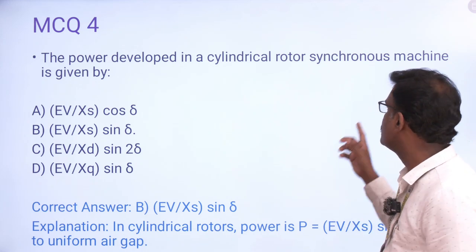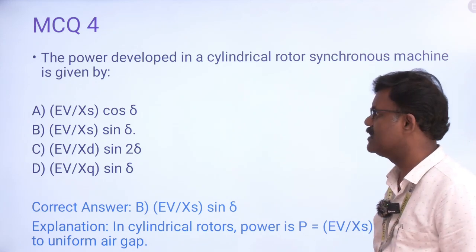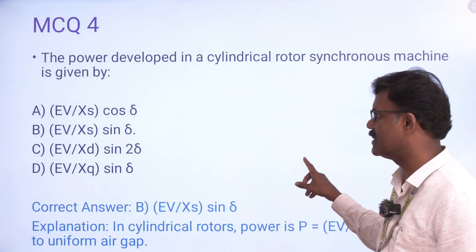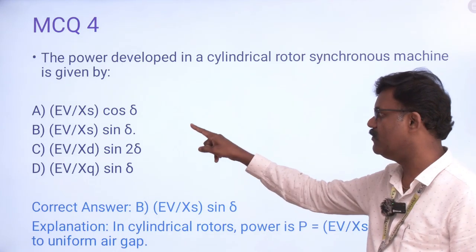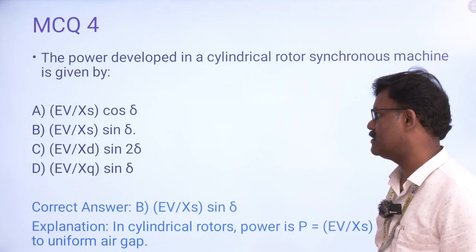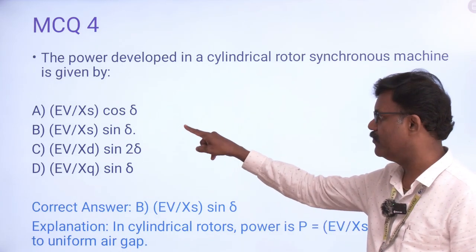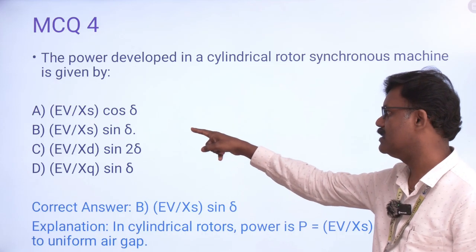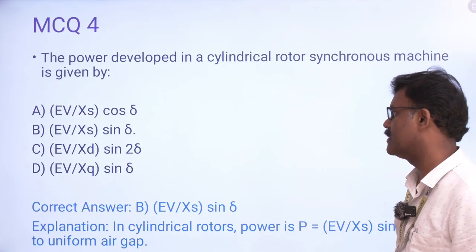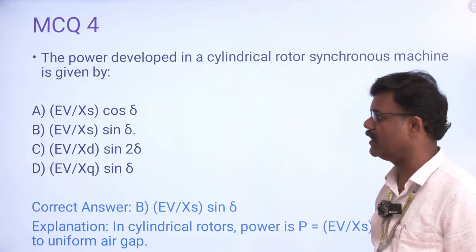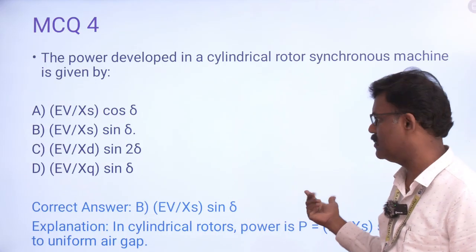The power developed in a cylindrical rotor synchronous machine is given by, we have already discussed, the answer is EV divided by Xs into sin delta. E is the EMF, V is the terminal voltage, Xs is the synchronous reactance, and delta is the load angle or torque angle.